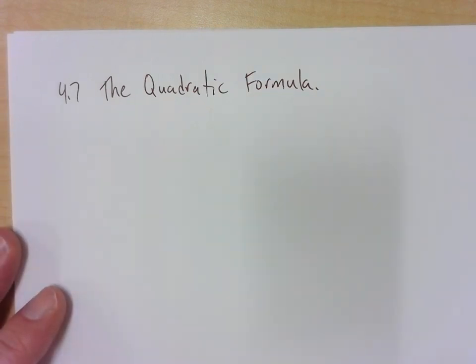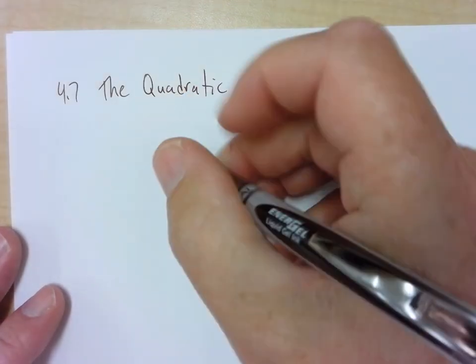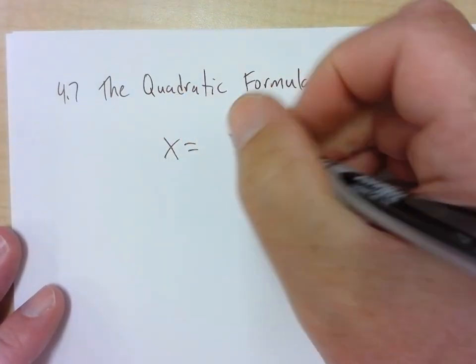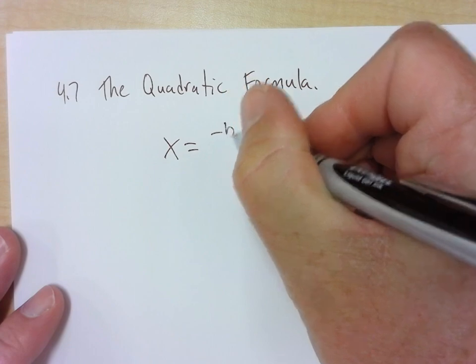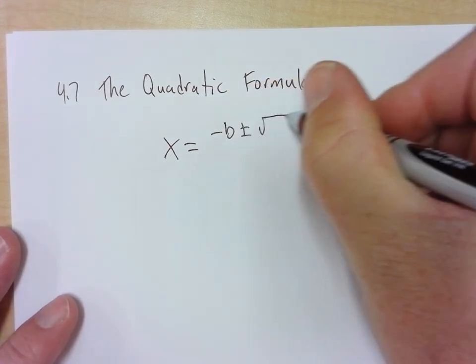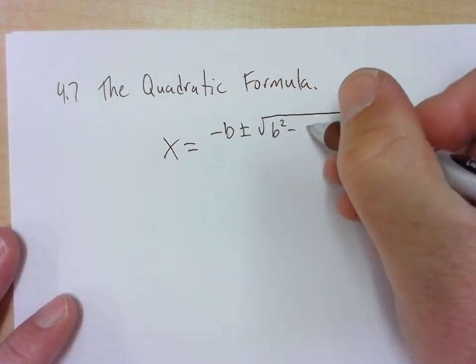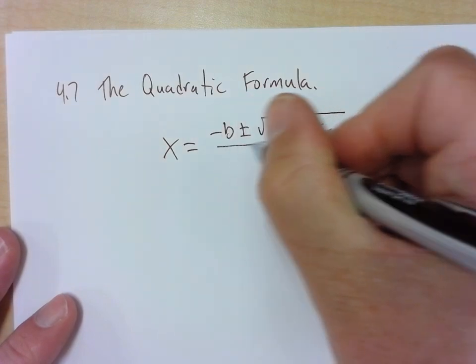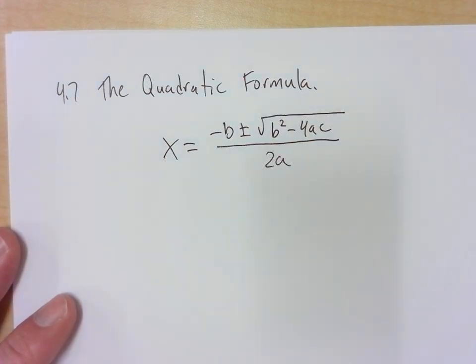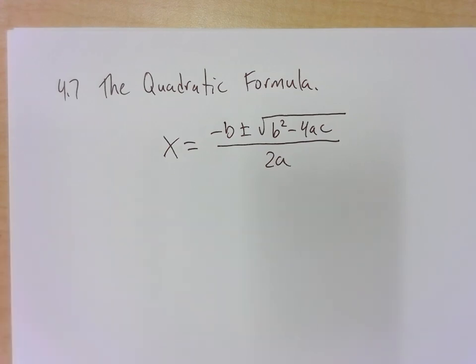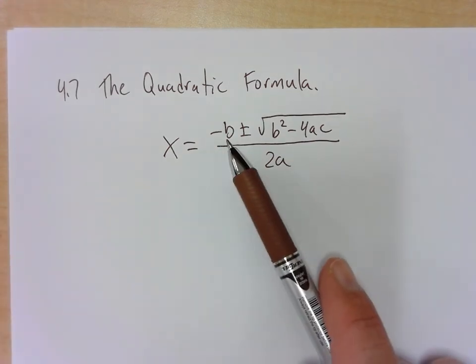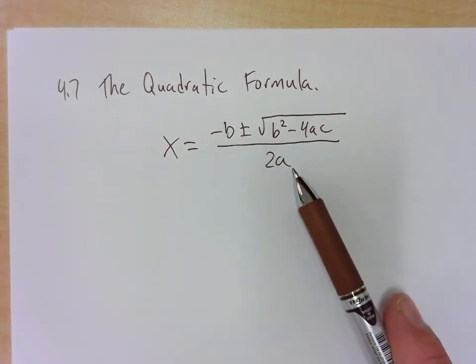So the quadratic formula is x equals negative b plus or minus the square root of b squared minus 4ac all over 2a. Now there's a couple things that you should notice about this right away. This should look familiar, negative b over 2a. That's the h, the x coordinate of the vertex.